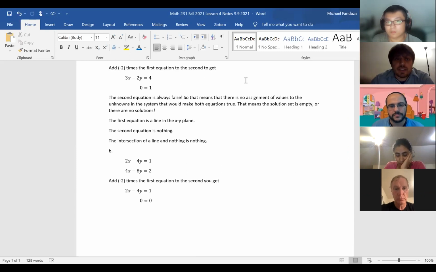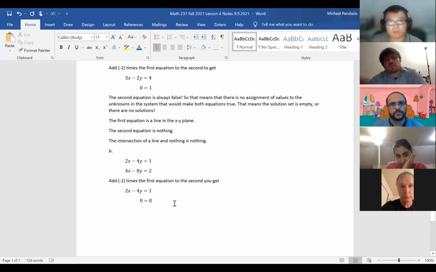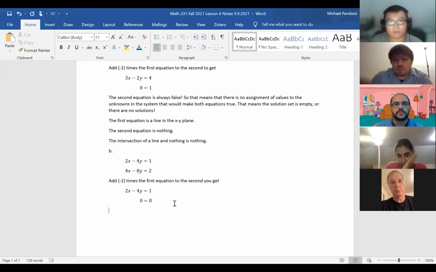All right, so you can see this on the screen, I think. Okay, so you now have this linear system, 2x minus 4y equals 1 and 0 equals 0. The second equation is always true. It's the opposite of the last problem. So if the second equation is always true, that means it doesn't do anything to the solution set of your system. And so you can remove it, okay?